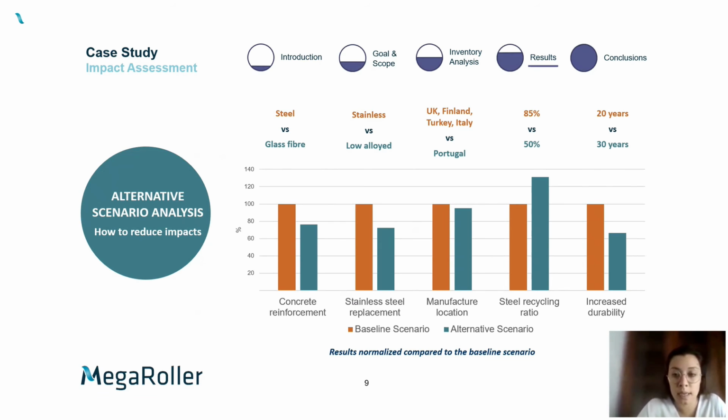The first one here is we did a different concrete reinforcement modeling. We also replaced stainless steel by low alloyed steel in another scenario. We tried to see what would happen if all the manufacture of all components was done in Portugal instead of spread out across 4 countries, as per the baseline scenario, in this case the UK, Finland, Turkey and Italy. We also increased the steel recycling ratio from 50% to 85% to see what would happen. And finally, we increased the system's lifetime from 20 to 30 years. And so these were the results that are normalized compared to the baseline scenario, which is in orange color.